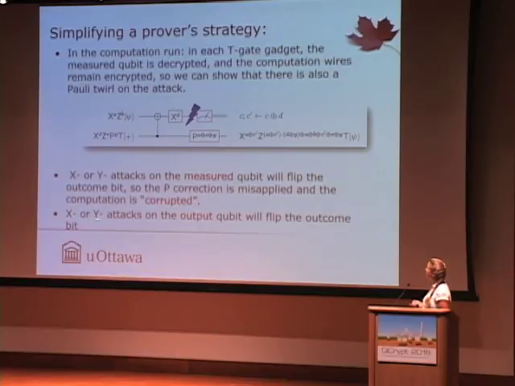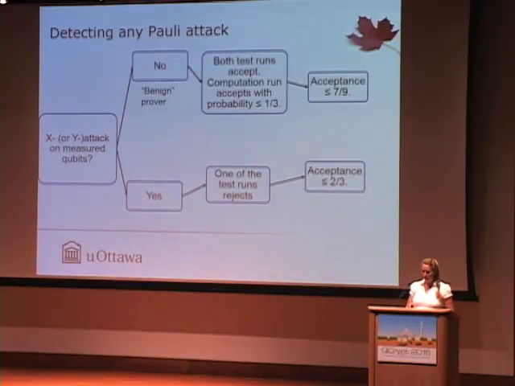This is also still non-benign. These are attacks on the output qubit. They will also flip the outcome bit, and these ones are also bad. There's also the benign attacks. So there's no X or Y Pauli on the measured qubits. Both test runs are going to accept. And the computation run, well, by assumption, if you do the honest computation, you have a probability at most 1/3 of accepting. So this bounds our acceptance to 7/9.